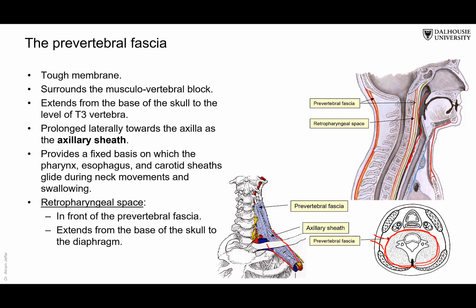But what I want to emphasize here, in this section and in the horizontal section, is that behind this respiratory digestive block, there is a space between it and the prevertebral fascia. This is the prevertebral fascia, and this is the respiratory digestive block. And this space is obviously called the retropharyngeal space because it is behind the pharynx and behind the esophagus. So they call it the retropharyngeal space.